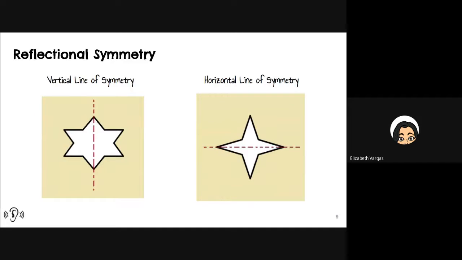There are 2 types of lines of symmetry that we see. We see vertical lines of symmetry, so we can cut that figure up and down to create 2 congruent halves, or horizontal lines of symmetry where we can cut a figure from left to right and get 2 congruent sides. Okay.